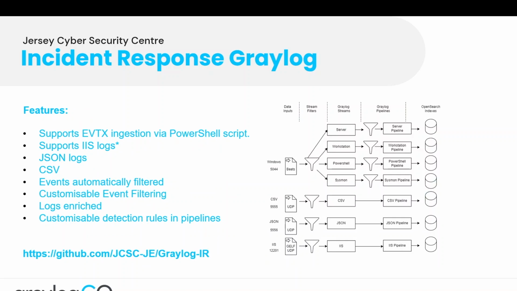So how does it work? Well, it supports Windows EVTX log ingestion via PowerShell script, and we'll talk more about that in a second. It supports IIS logs, and I mean a certain version of IIS, JSON logs, CSVs. Events are automatically filtered. The filtering is customizable. The logs are enriched, and then we will have customizable detection rules and pipelines.